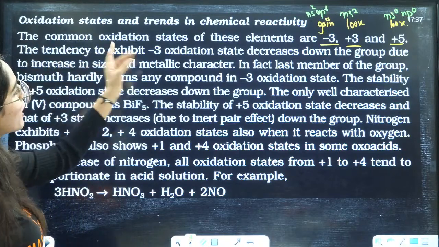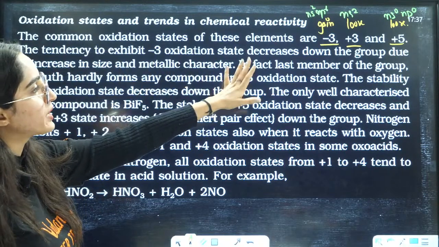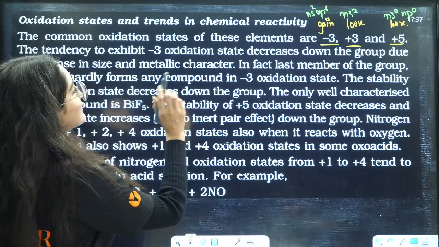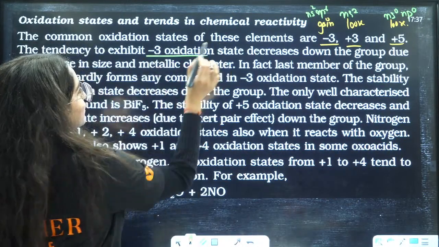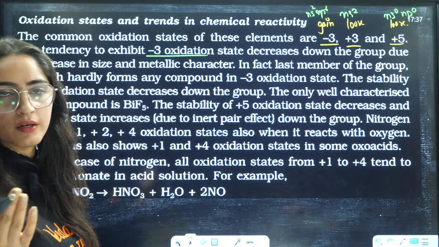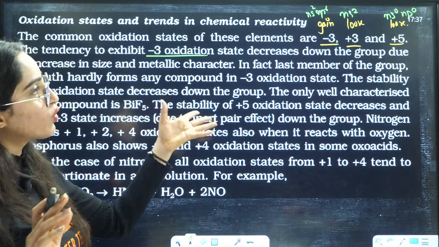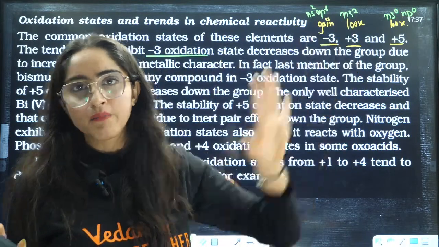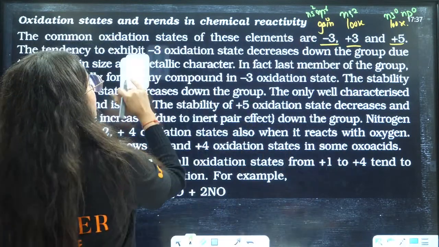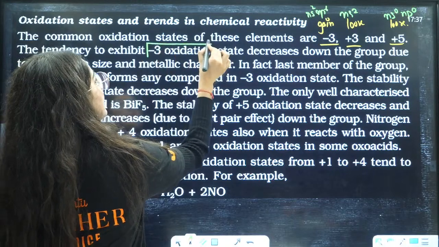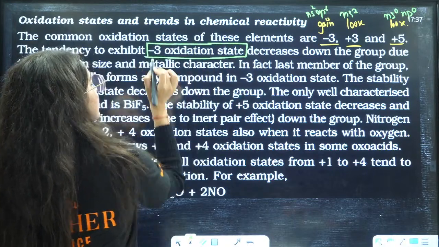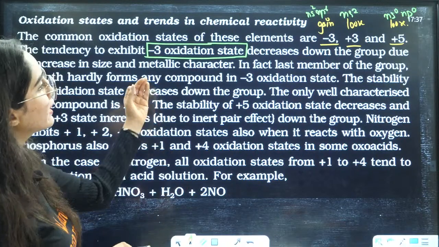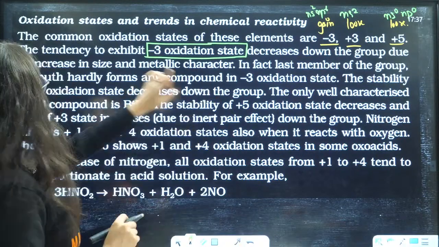The tendency to exhibit the minus 3 oxidation state decreases down the group. As I told you, the lower oxidation states I will be talking about are plus 3 and plus 5. If you talk about minus 3, that is the ability to gain electrons. So they are saying it decreases down the group. Why? What is the reason?